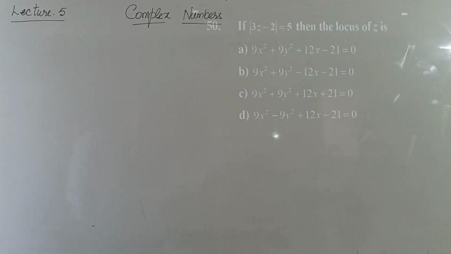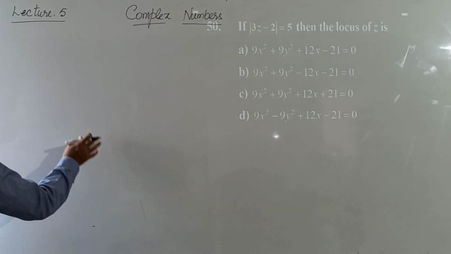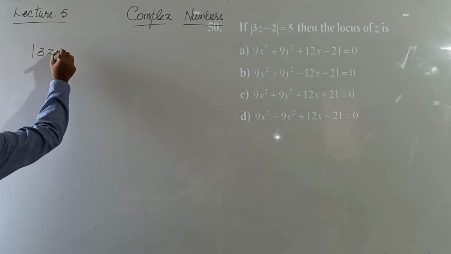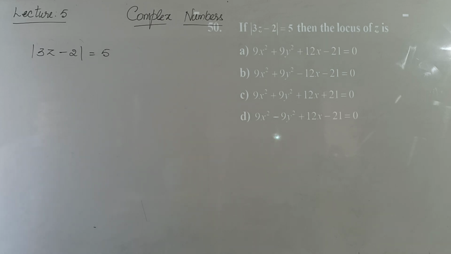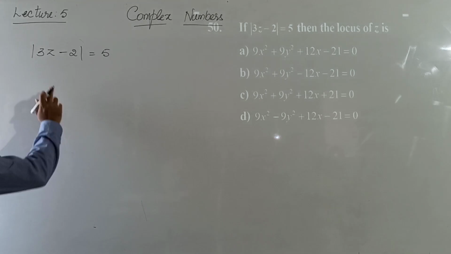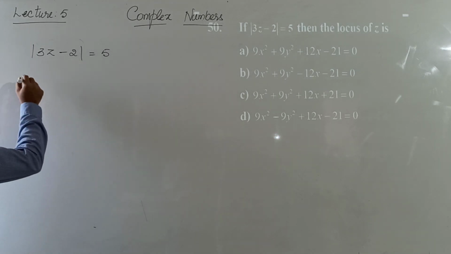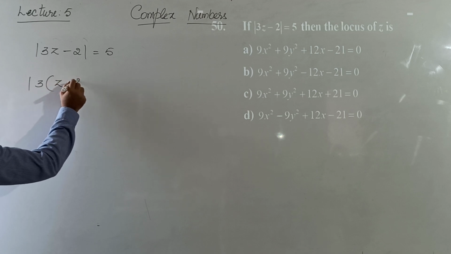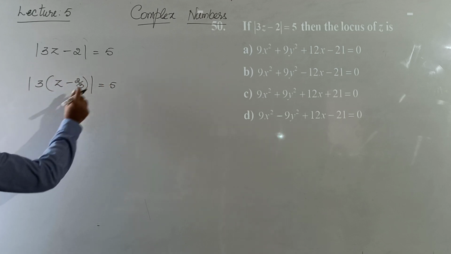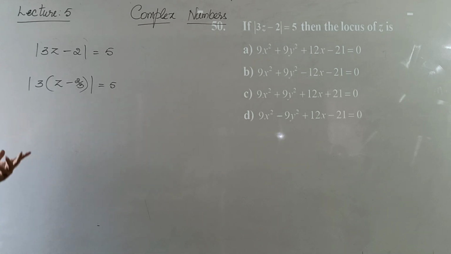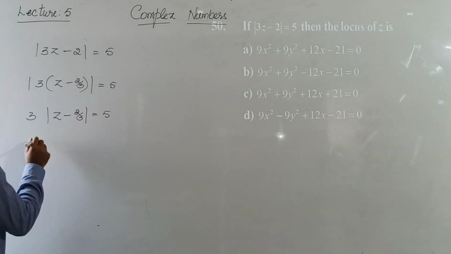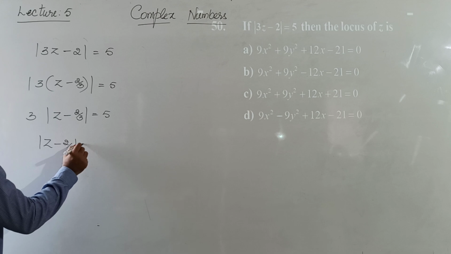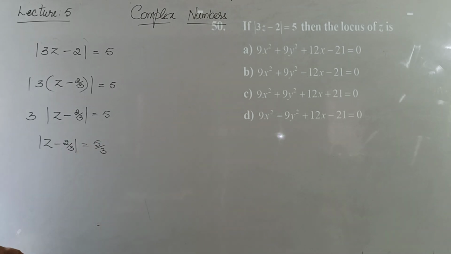See here we have, if modulus of 3z minus 2 is equal to 5, then what is the locus of z? I take 3 as a common factor. Here we get 3 into (z minus 2 by 3), modulus, is equal to 5. This 3 you can take out. It will become mod 3, and mod 3 is 3 itself. So 3 into modulus of (z minus 2 by 3) is equal to 5. Or I can write that mod of (z minus 2 by 3) is equal to 5 by 3.